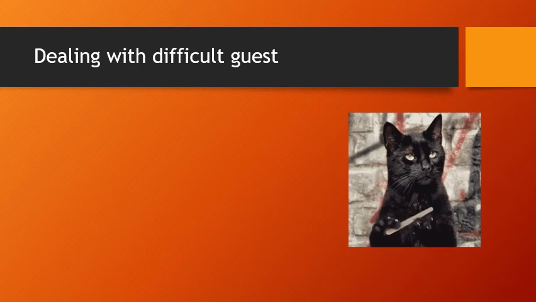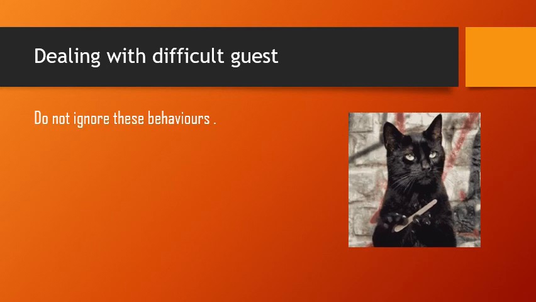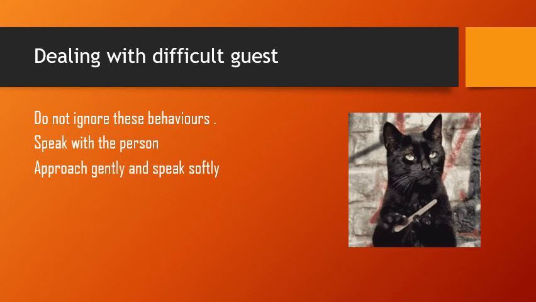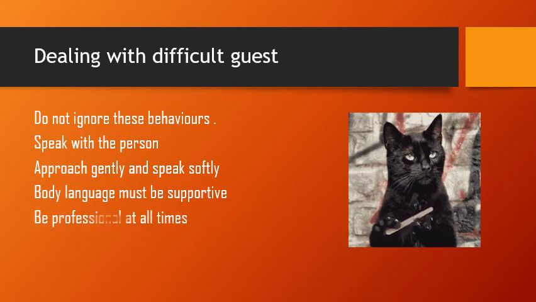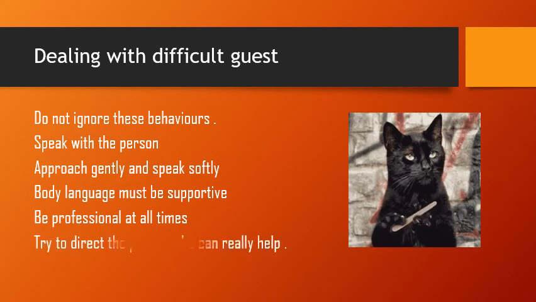Here we will follow some techniques which you can use. Listen. Speak for building rapport. Your voice should be low and you should speak softly. Body language must be positive. Make sure other guests are watching, so be professional and do not take anything personally. Promises should be fulfilled, and if you are not able to fulfill them, just try to direct that person to someone who really can help him.